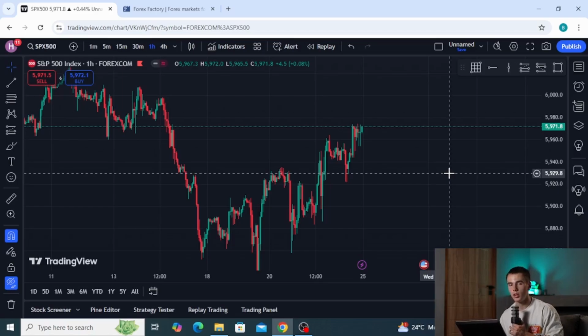So all of the news and stuff that has to do with Europe and all of the other countries has nothing to do with S&P 500. So this makes it a bit easier, and there's also only one time zone in a day where you can trade.